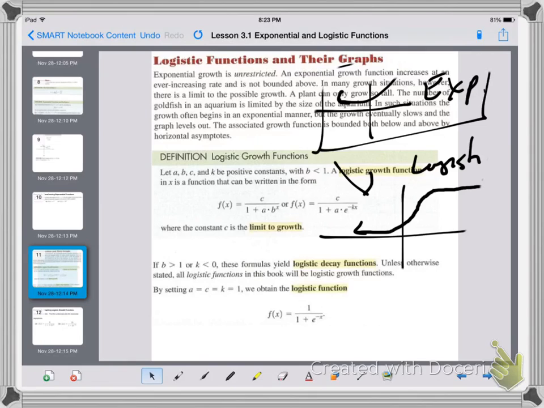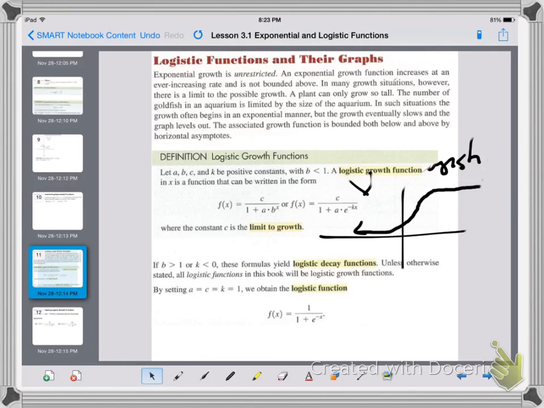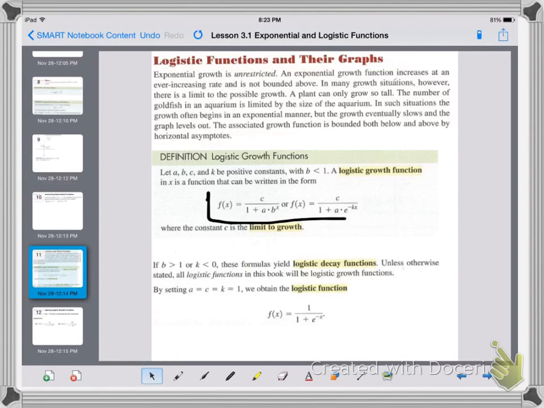We have the logistic growth function written here, in this form. A couple things to point out is that our C here is what we call our limit to growth. So that's going to be basically what our graph cannot pass, if you will. That's going to essentially be our horizontal asymptote.